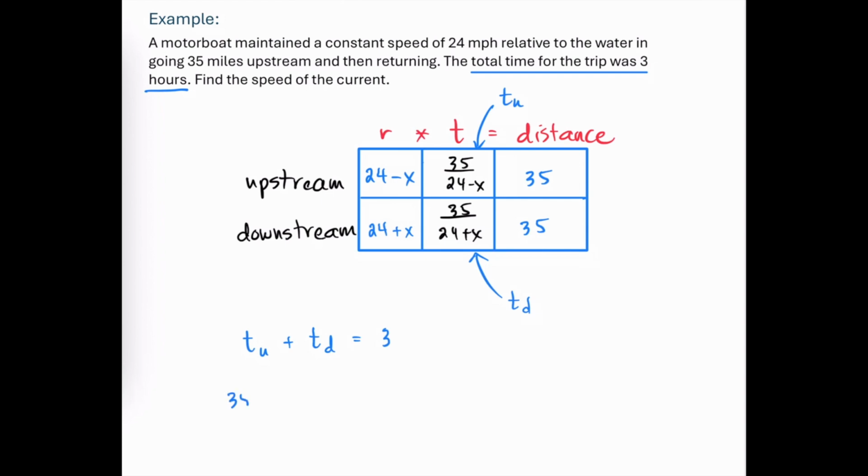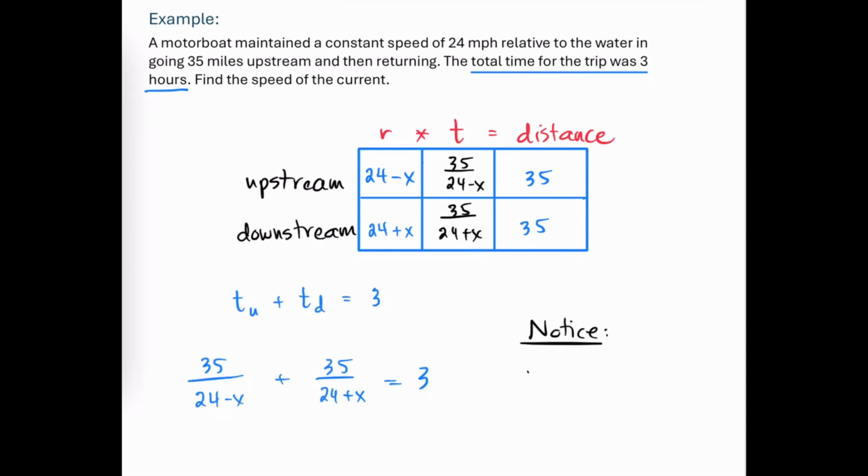So we have 35 divided by 24 minus x, which is the time to travel upstream, added to 35 divided by 24 plus x, which is the time to travel downstream, and those two times need to add up together to be 3. Let's notice that the equation that we've created is rational. This is rational because we have the variable x in the denominator of a fraction.